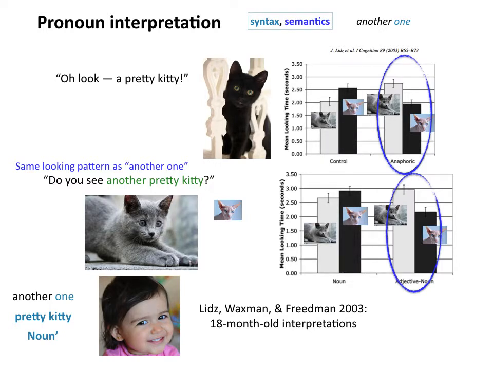So the idea is that, okay, this means that probably at 18 months, we could interpret this as, in this context, hey, look, 18-month-olds are interpreting "one" as including the modifier, pretty kitty, which means they have to know that "one" can take antecedents that are larger than nouns, that are this noun bar category.